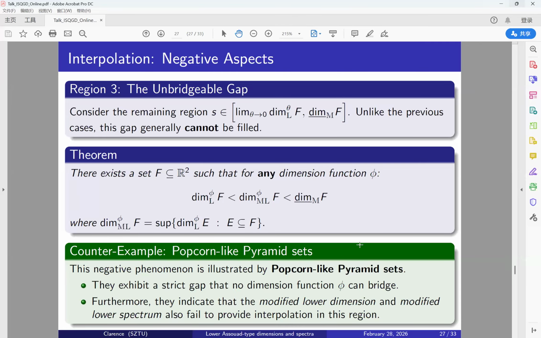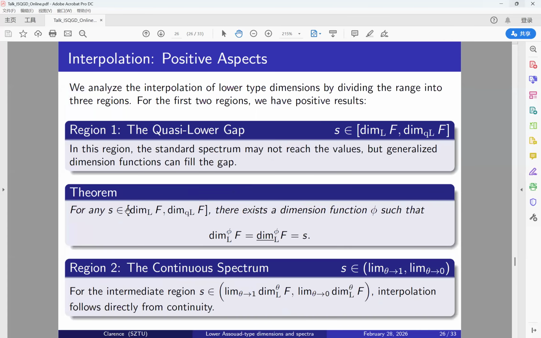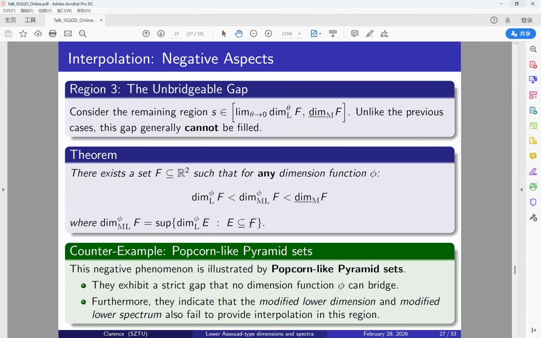So to sum up here, for the lower spectrum, the interpolation holds for part of the way from the lower dimension to the lower box dimension. As for the generalized lower dimension, it interpolates fully from the lower dimension to the quasi-lower dimension. But both the lower spectrum and the generalized lower spectrum fail for the limit 0 to the lower box dimension. Just to say, the generalized lower spectrum fails for the recovery of the lower box dimension. So this is the interpolation stuff.